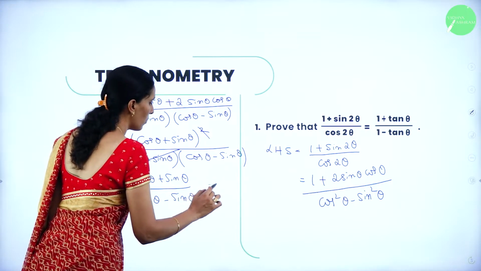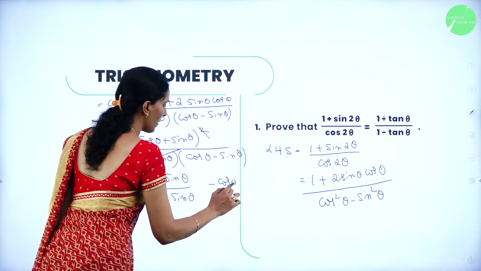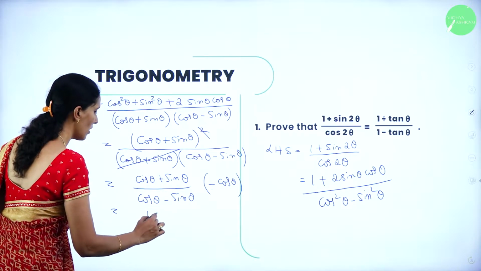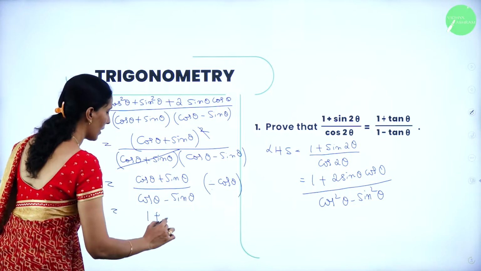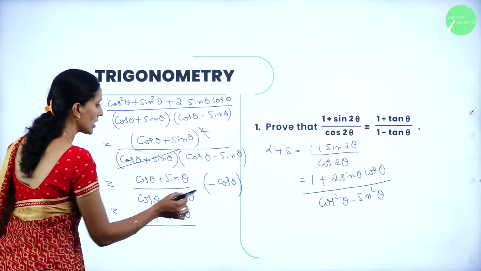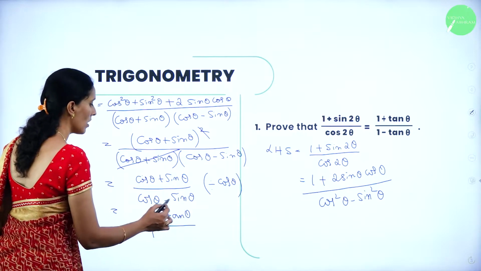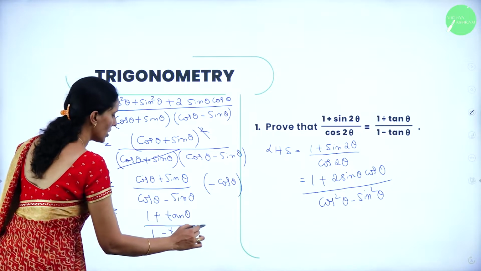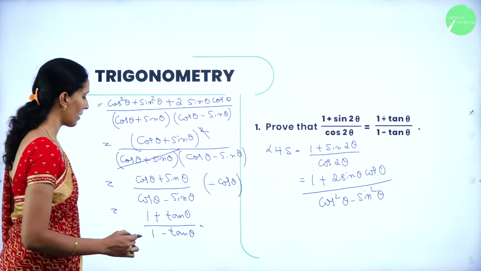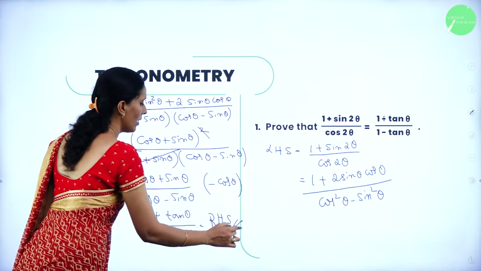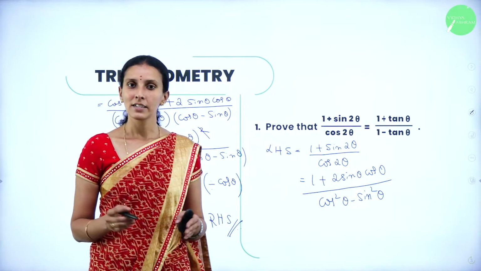Here divide both numerator and denominator by cos theta. So you will get cos by cos is 1 plus sine theta by cos theta is tan theta, whole divided by again cos theta by cos theta is 1, minus sin theta by cos theta is tan theta. So which is 1 plus tan theta by 1 minus tan theta, that is right hand side of the required result. Hence it is proved.